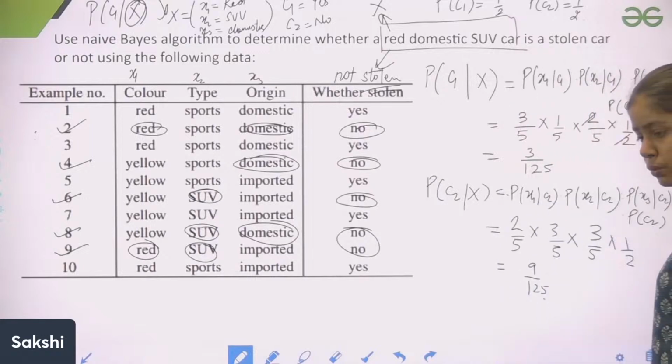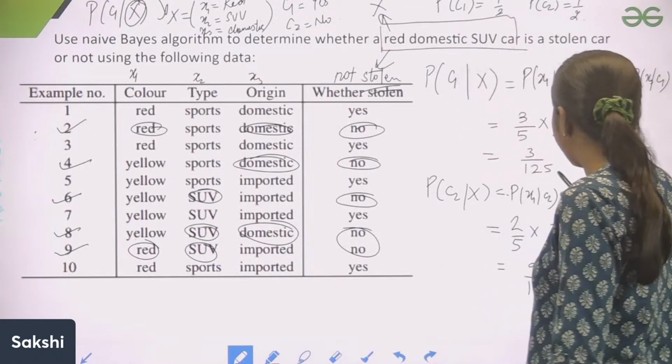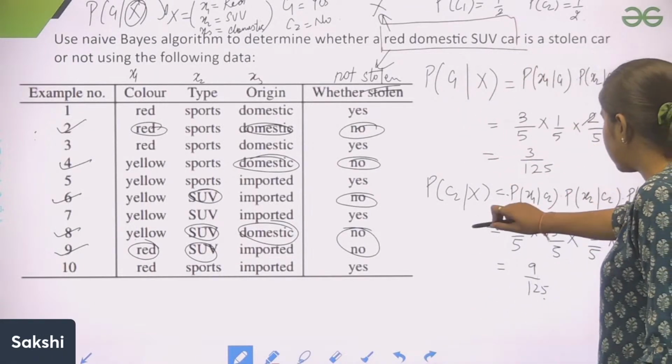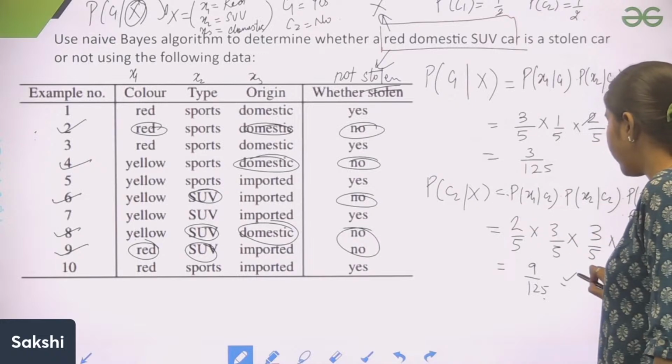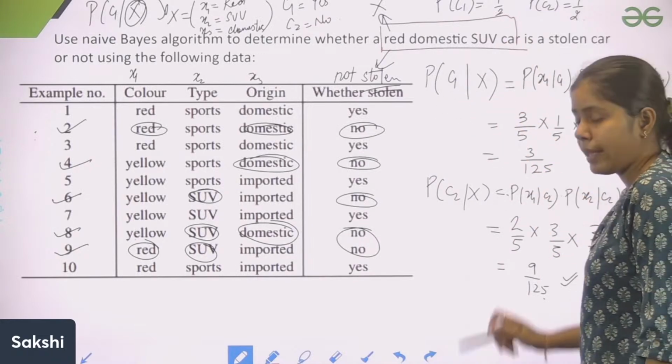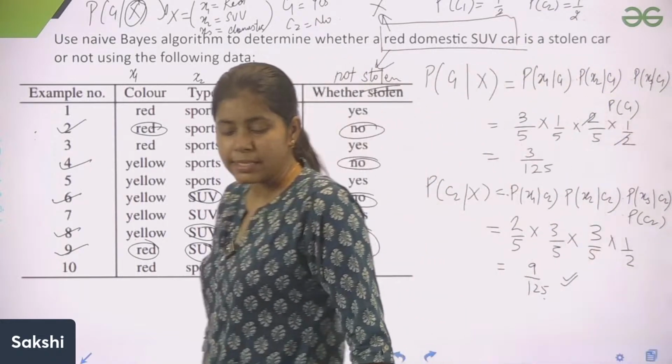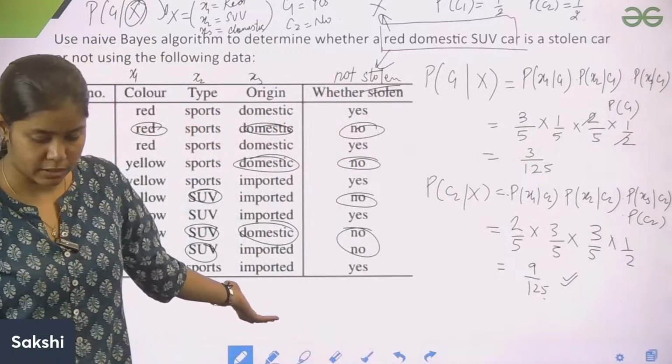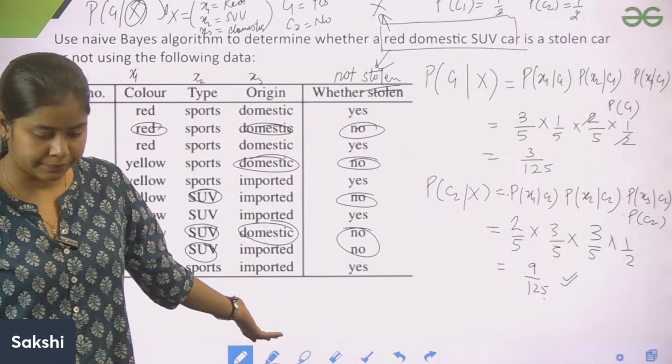What do you want to ask, Rahul? So basically, I have said that the probability of class C2 is more, right? 9 by 125 is more. So I'll assign the example X as class C2. That is what I have said.